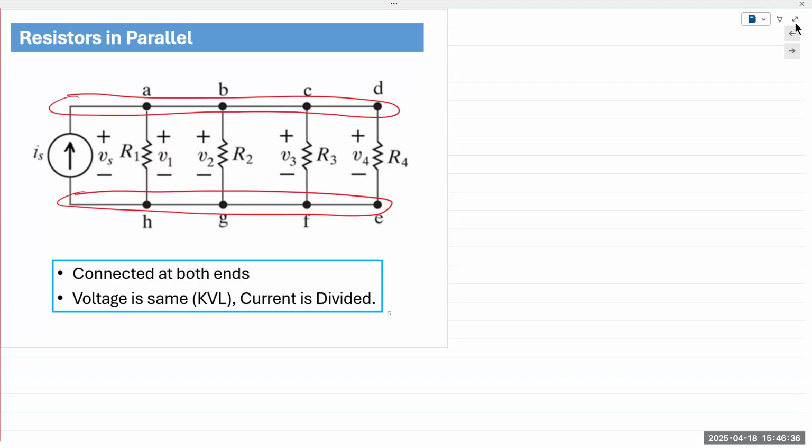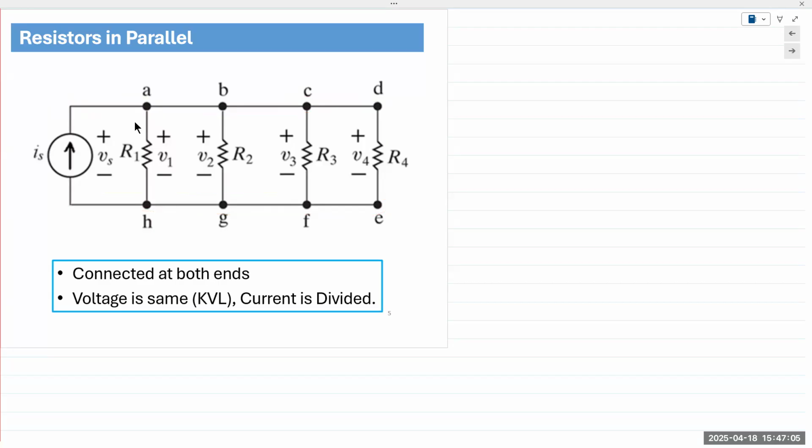So if there are two nodes and you take out, let's say, R2 from this connection, voltage would change because now you have R1, R3, and R4 in there, but that voltage will remain the same for all three of them. Makes sense to everyone? But let's look at what happens to the current.